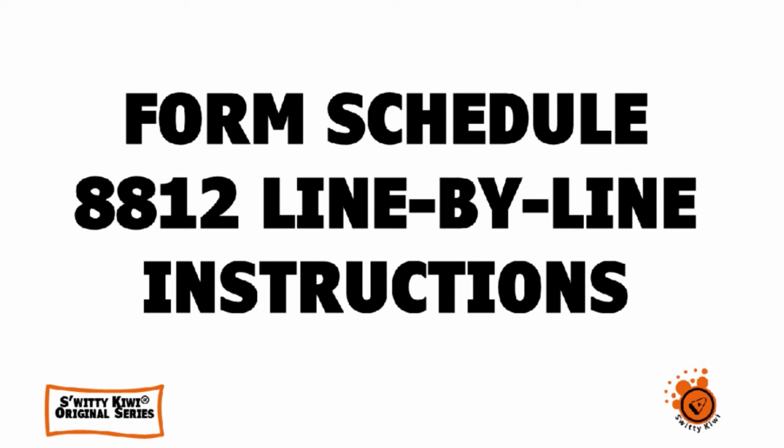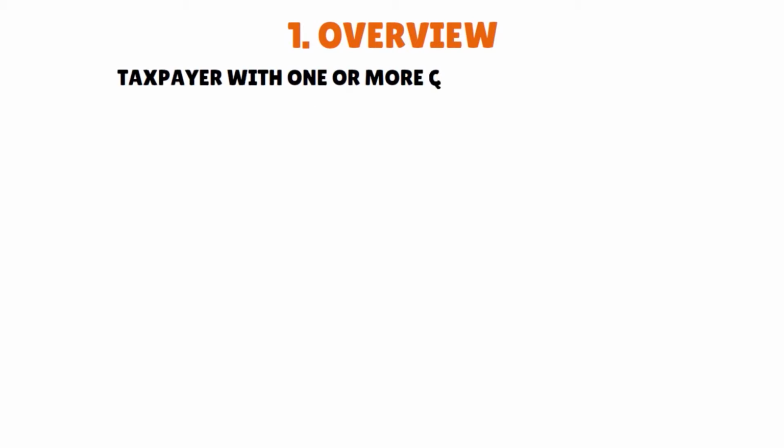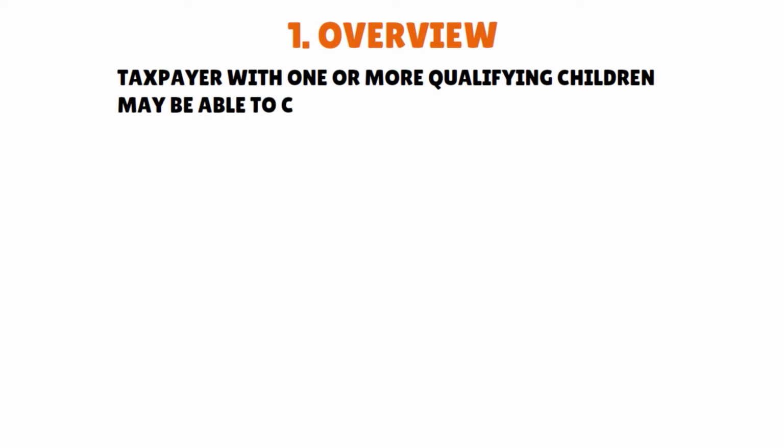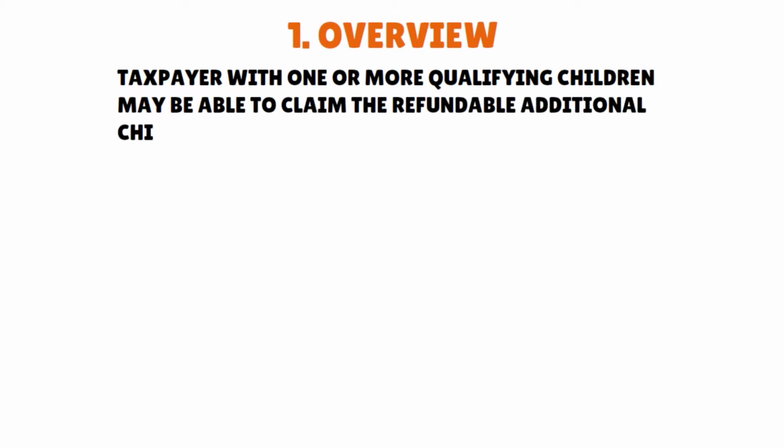Let's roll. In today's conversation, I want to talk to you about Schedule 8812, and this talks about the additional child tax credit. Let me just give you an overview here of what we're talking about. So, in addition to the non-refundable child tax credit and the credit for other dependents that is claimed on line 12A of Form 1040, a taxpayer with one or more qualifying children may be able to claim the refundable additional child tax credit on Schedule 8812.